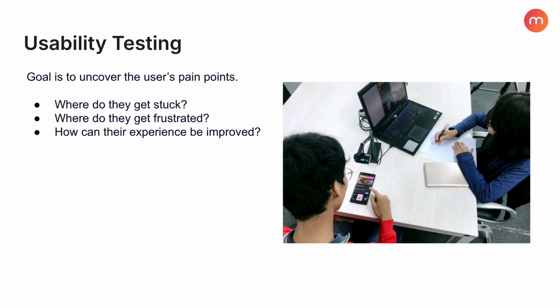So how do we validate our ideas? We run usability tests. The main goal of a usability test is to uncover the user's pain points, the places where they get stuck, confused, or frustrated. We want to understand where the experience breaks down and how it can be improved.